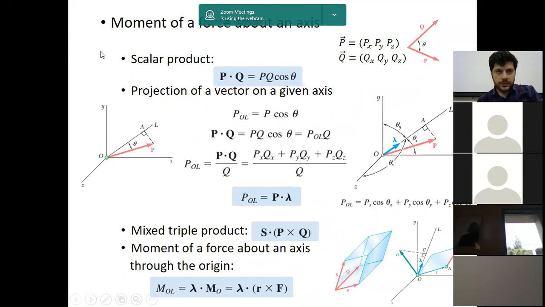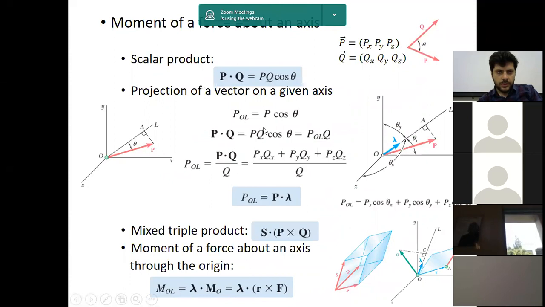So we know from vector algebra that for two vectors P and Q, we can define a dot product as PQ cosine of theta, where theta is the angle between the two vectors. Based on this definition, we can get a projection of a vector on a given axis.